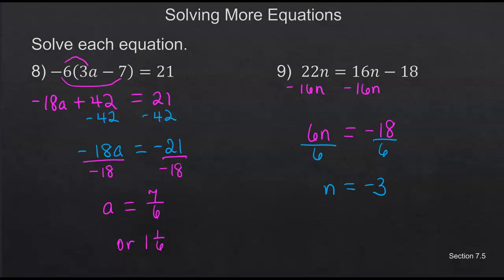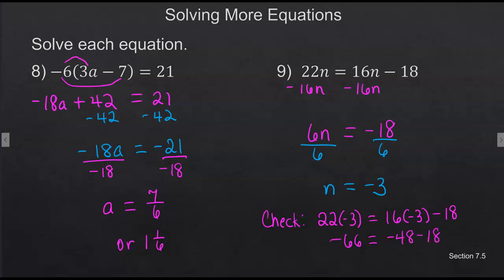Now don't forget that you can always check your work. So if we wanted to check the second one, we would say 22 times negative 3 equals 16 times negative 3 minus 18. So that would be negative 66 equals negative 48 minus 18. And that does equal negative 66, so it checks. And that's our solution for that equation.